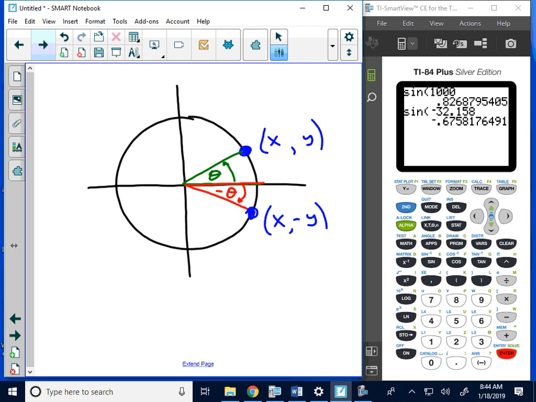Okay, now let me see if I can write this out in function notation and see if this makes sense. If I have the sine of theta and I have the sine of negative theta, here's the question. Are they the same? Is the sine of theta the same as the sine of negative theta? Are the y coordinates the same?